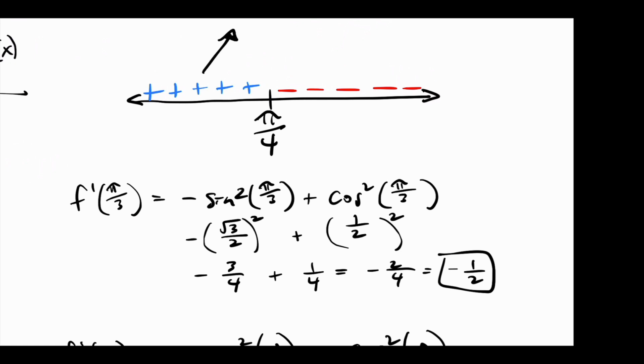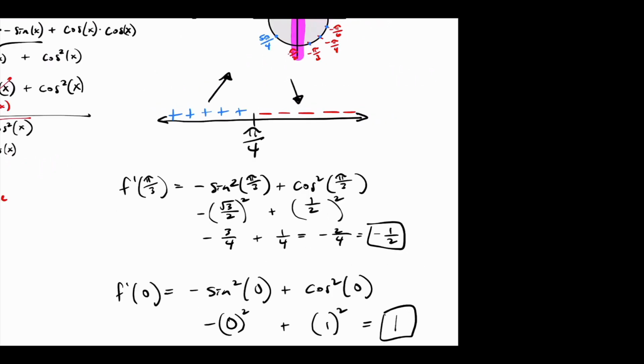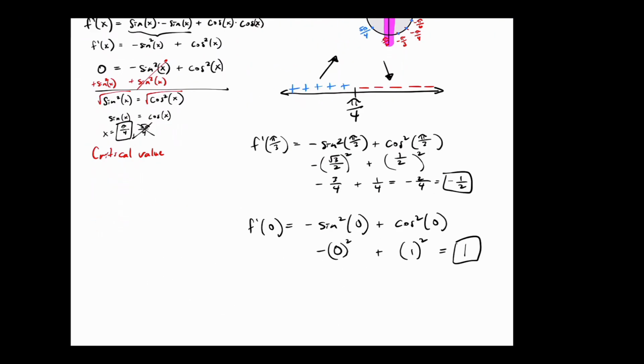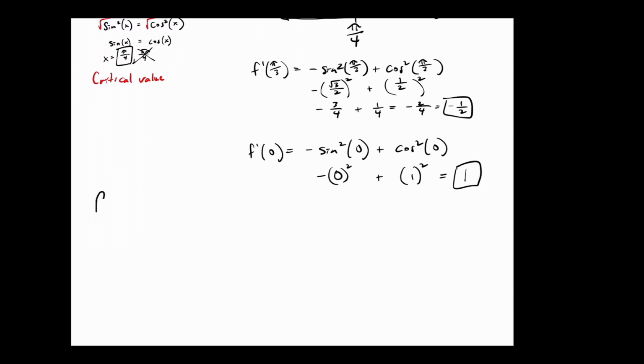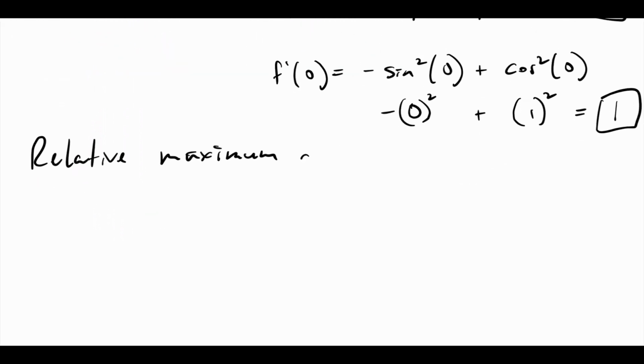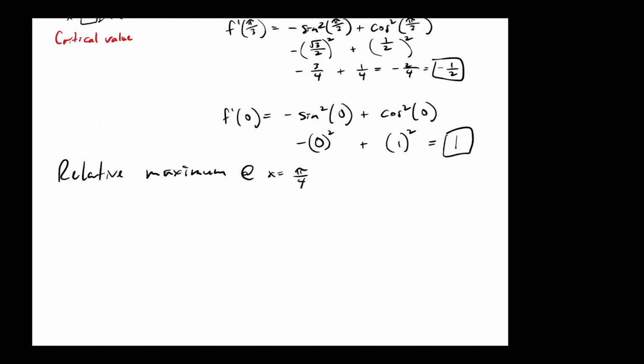Increasing, that means going uphill. And then what do those negatives mean? Decreasing. So if something increases and then after decreases, that's the definition of a maximum. Okay. So we're going to say relative maximum at x equals pi over 4. Okay.